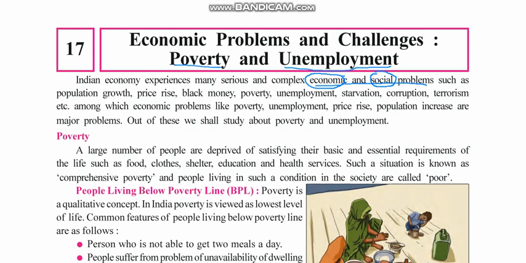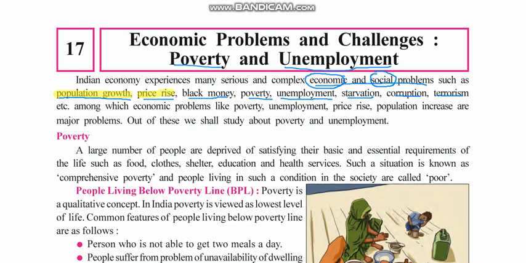Such as, what are the problems? Population growth, price rise, black money, poverty, unemployment, starvation, corruption, terrorism, etc. So these are some of the main problems. Let us understand each of them. Population growth means the rise of the population. We know that India is the second most populated country in the world. Our population is almost 135 crore people.